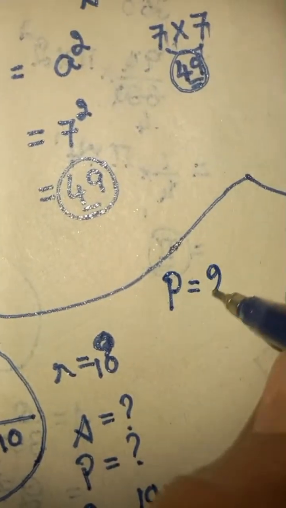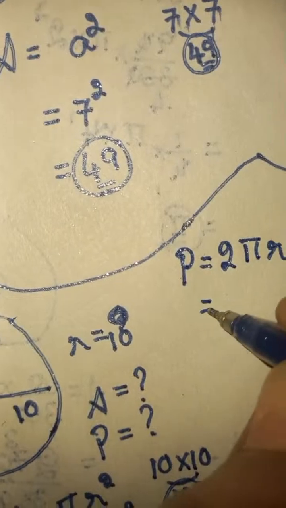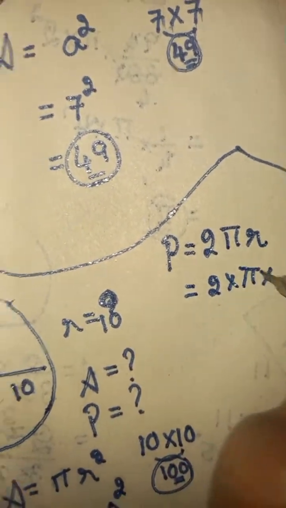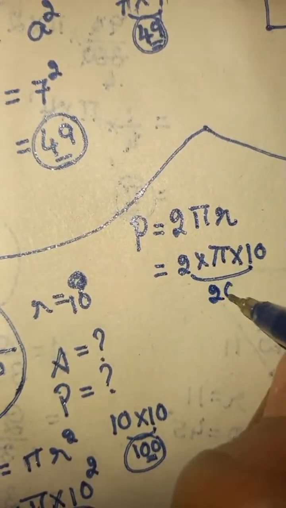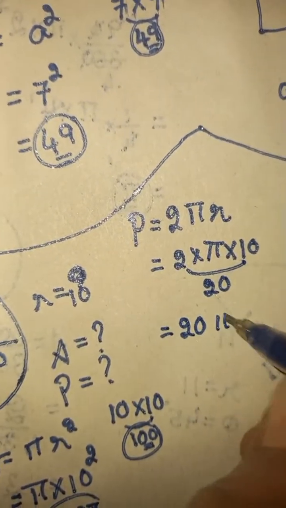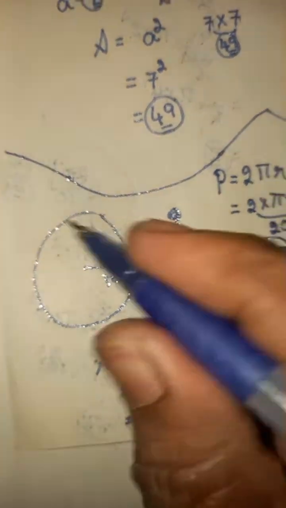Perimeter of the circle is 2 pi r. So this becomes 2 times pi times the radius, which is 10 units. 10 times 2 is 20. 20 pi units is the perimeter of this circle.